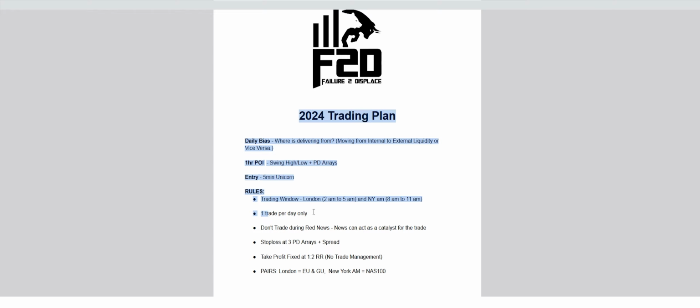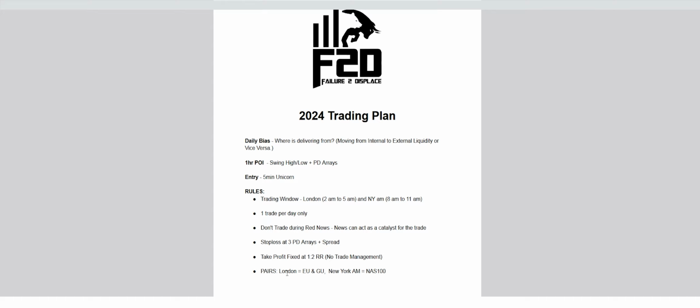I'm only going to allow myself to take one trade per day. This unfortunately resulted in a loss, as we already know. I'm not trading during red news, but I will allow news to act as a catalyst. This is something that does come into play this morning, so there's red news on the pound. My stop loss is going to be 3 PD arrays plus the spread, and take profits are fixed 1 to 2 RR, and we're not incorporating any trade management today, so it's literally going to be a win or a loss, not moving stop losses to break even, and I'm not taking any partials.